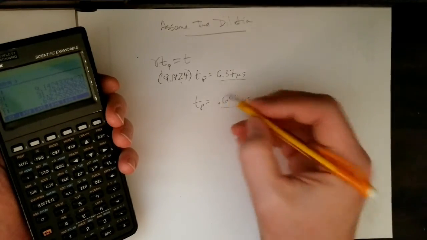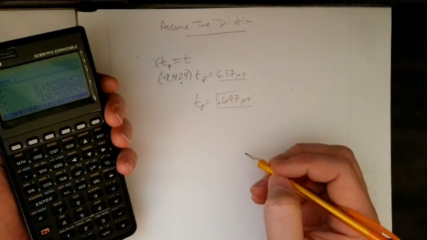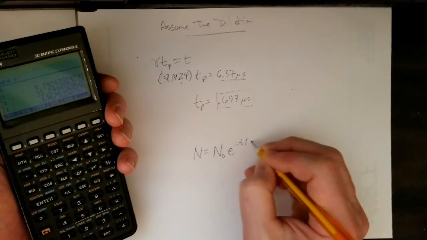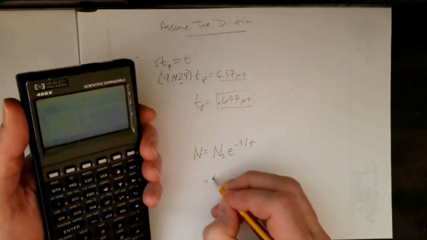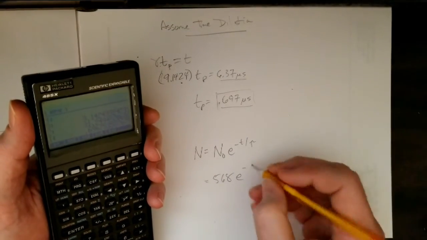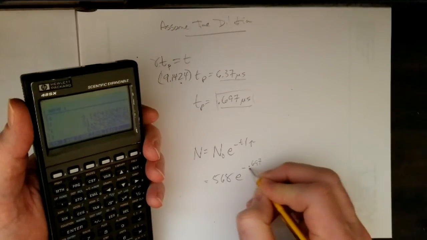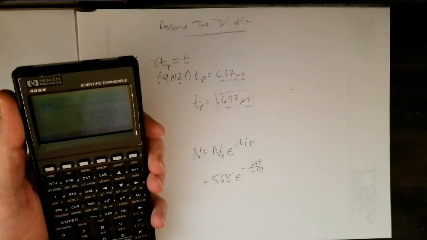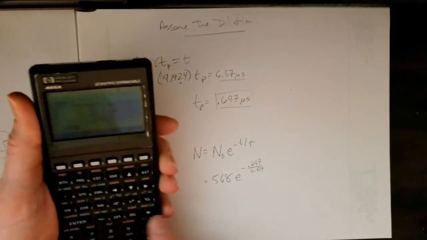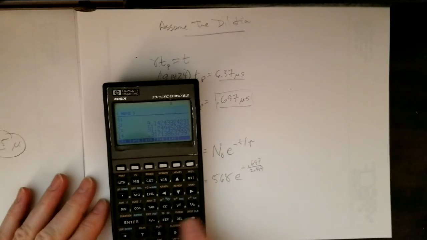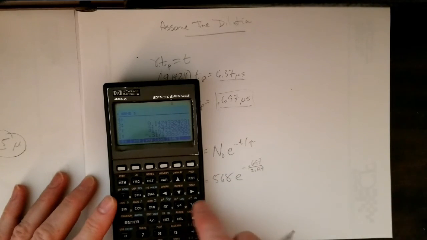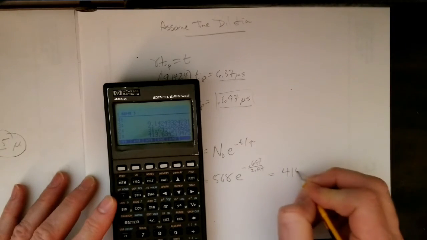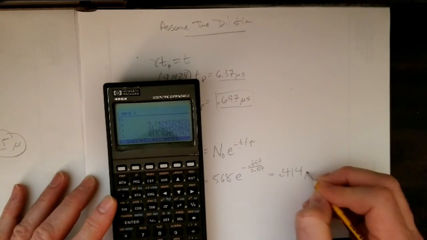Well, if the muons are living and dying by this time right here, our prediction would be n is equal to n sub naught e to the negative t over tau, which is 568 times e to the negative 0.697 divided by 2.197. And so we take 0.697 divided by 2.197, the negative exponent, and then e raised to it, and then 568 times. And we have a prediction of 414 muons.